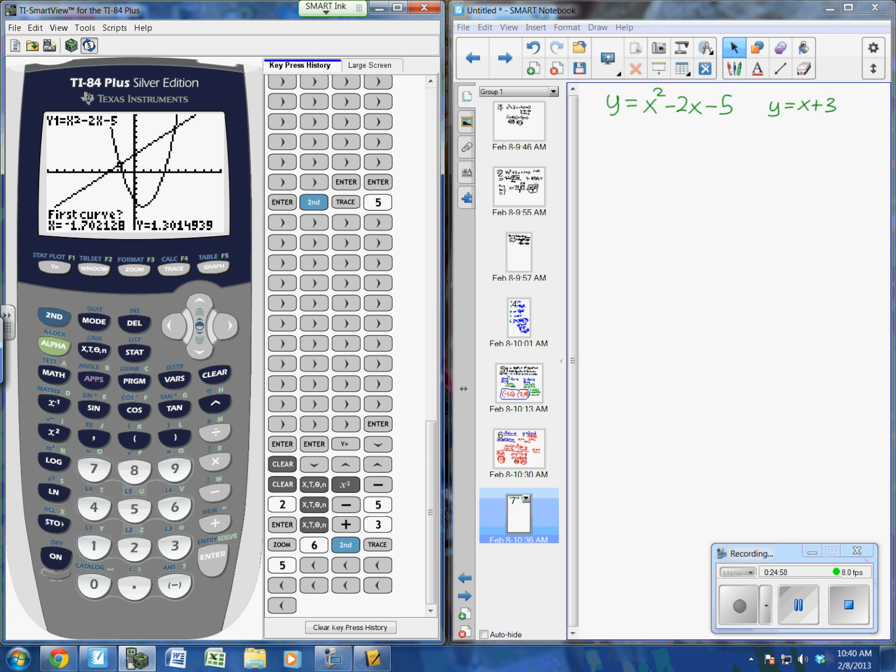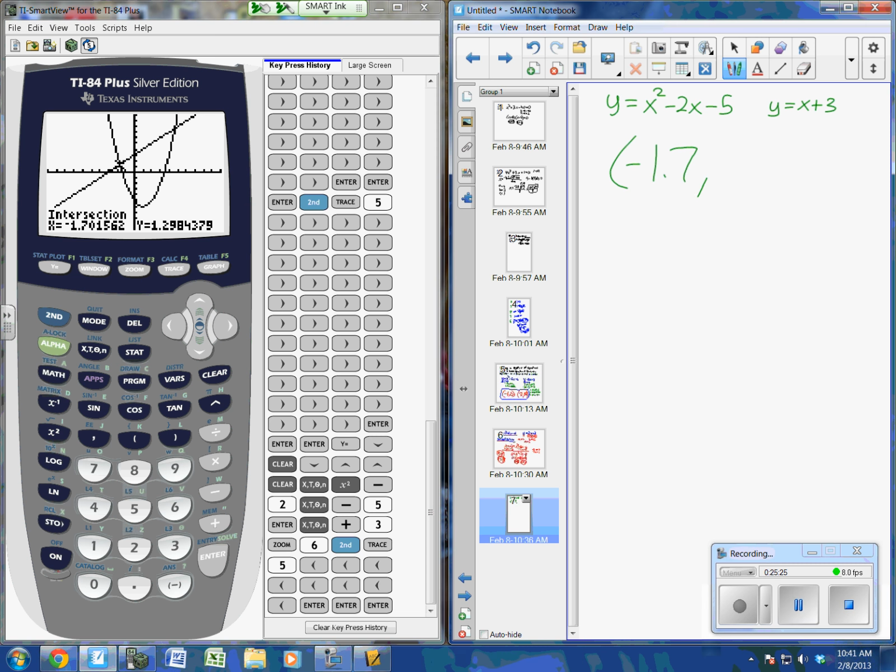It's asking for your first curve. You hit your first curve, then your second curve, and you just get close and you hit enter. Then it asks for a second curve, and then you hit enter. And then it asks for a guess. It's just trying to get closer and closer. So they get negative 1.7. Negative 1.7 comma 1.3. I could put 2.9, but the 8 rounds the 9 up, which makes it 1.3, okay? All right, so that's one answer.